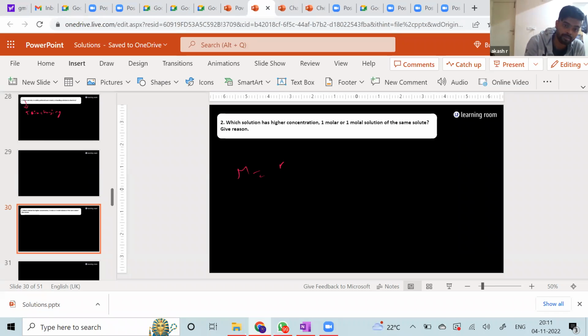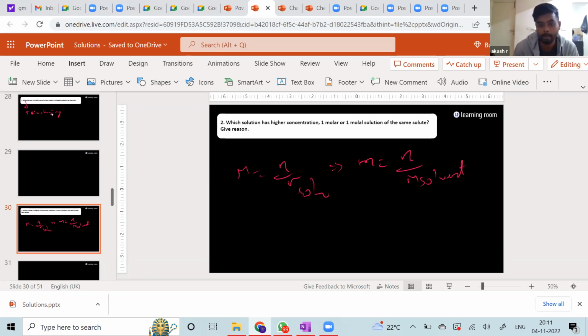Okay. Here it is mass of solvent. Here it is volume of solution. In volume of solution, we will take the volume of solute and the volume of solvent. Here we are taking only the mass of solvent. So comparing the two, this value will be higher. That means the molarity value is lesser. I hope you're getting what I'm saying, right?